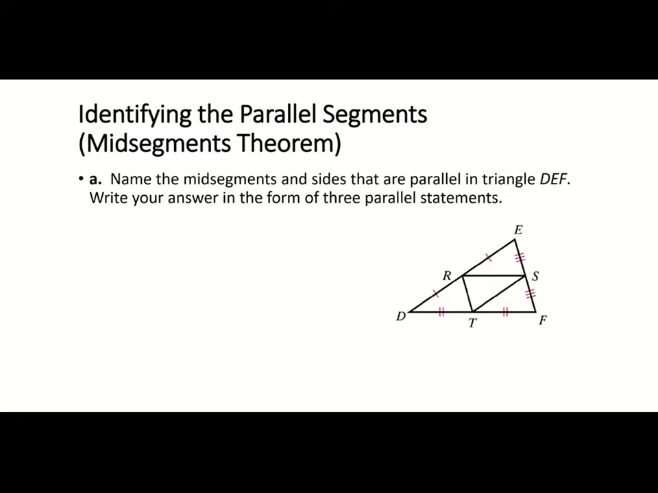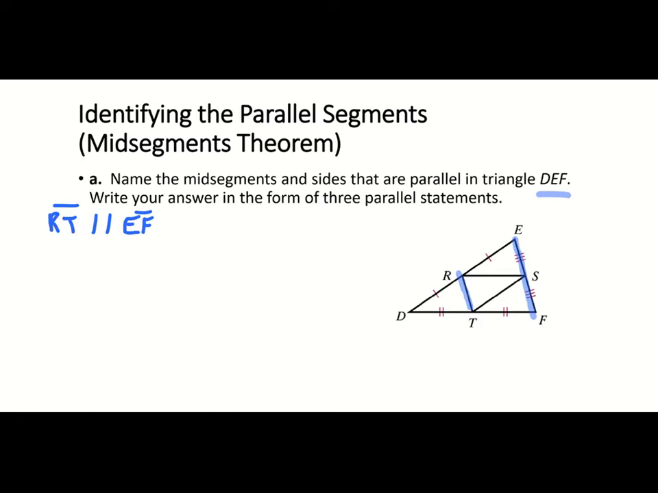Okay, so here we have triangle DEF, and they want us to name the midsegments and the sides that are parallel in triangle DEF. So if we look at the triangle, we have three sides, and we're going to have three midsegments here. So let's focus first on side EF. We need to find the segment that's inside the triangle that is parallel to EF. So take a second in your mind and think which one it is. Hopefully you said RT, and if we write that as a parallel statement, we would say RT is parallel to segment EF.